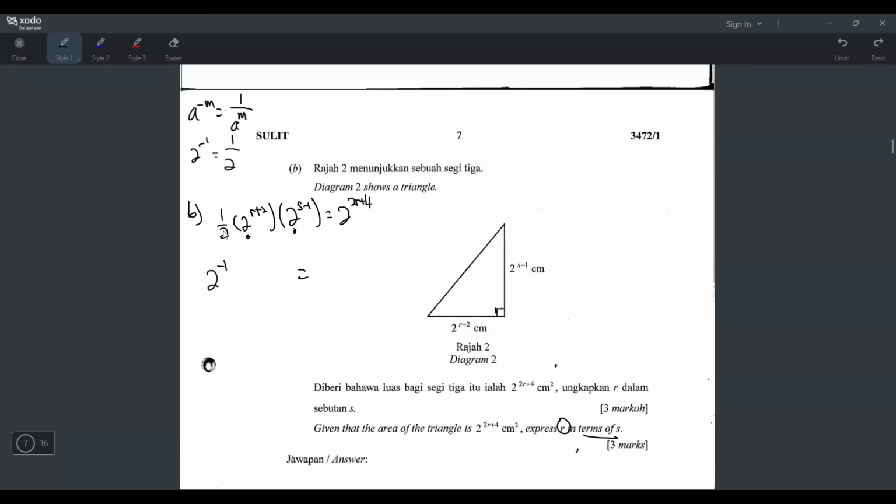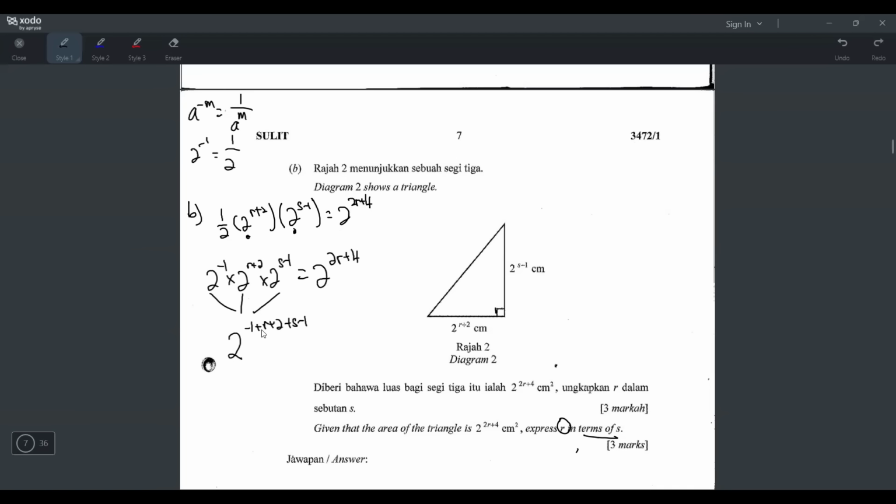So 2 power negative 1 is 1/2, and then times 2 power r plus 2, and then times 2 power s minus 1, and it gives me 2 power 2r plus 4. So what I will do now is combine these three together, because same base times same base times same base can be combined into one. And when you combine, the powers all need to add, because it is times. Times becomes plus. If divide, then minus. So it will become negative 1 plus r plus 2 plus s minus 1.